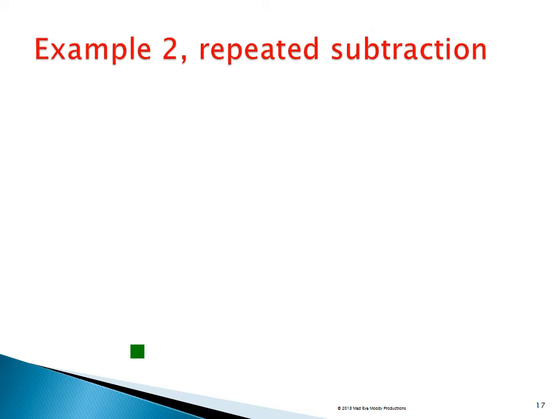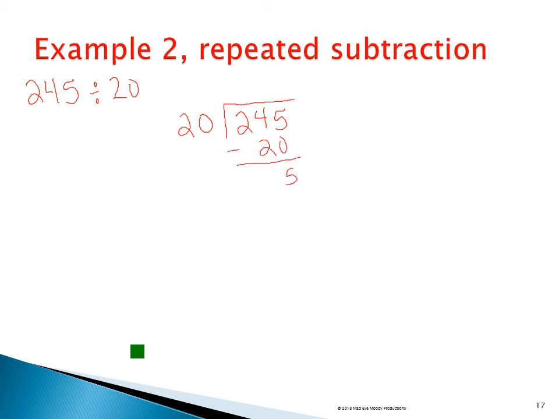All right, so our problem that we are doing for example 2 here is 245 divided by 20. So I need to figure out how many times I can subtract 20 from 245. So I'm going to write it as my division problem with the dividend in my division box and my divisor outside. And so I'm just going to subtract 20 until I don't have enough to subtract anymore.